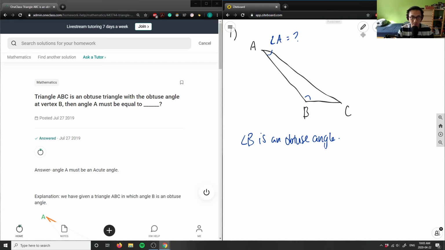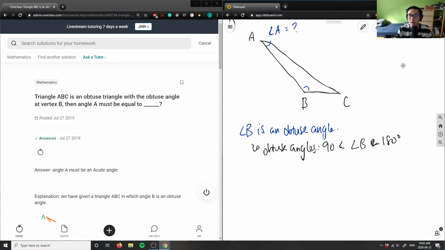Let me give you a couple of hints here. An obtuse triangle has an obtuse angle. So what does an obtuse angle mean? Obtuse angles are greater than 90 degrees, between 90 and 180 degrees. That's what makes an obtuse angle.